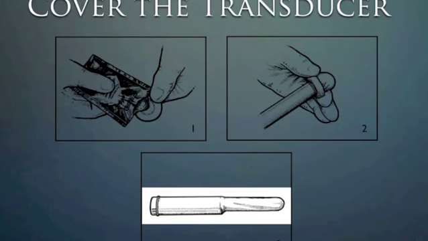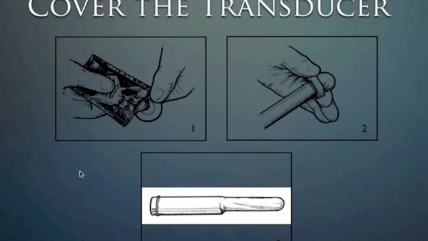Now, one of the things you want to do with this transducer, though, is definitely keep it covered so that it keeps clean in the posterior oral pharynx, and there are several ways to do that. One way is simply using a condom.